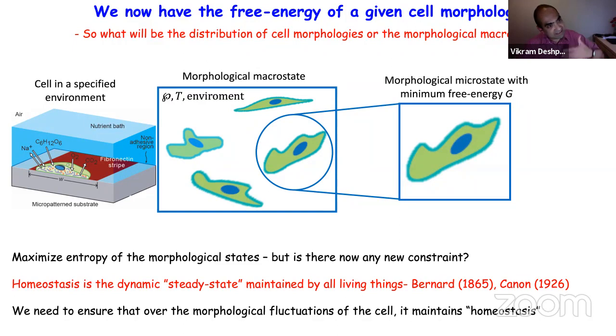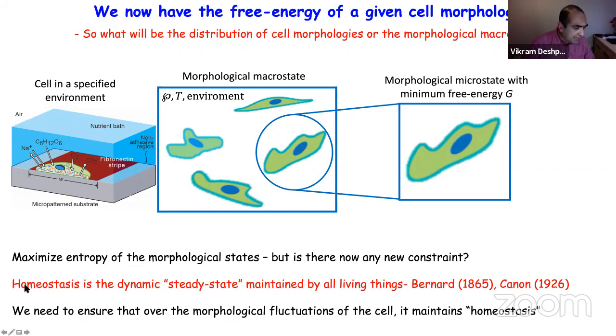And the idea is then we go to the next level of entropy maximization. And we say, now we're going to maximize the entropy of all these different shapes, that is, maximize the entropy of the morphological states, basically. But the question is, are there any other additional constraints? Remember, previously we had just used energy conservation effectively as our constraint, and that's how the Lagrange multiplier we got was the thermodynamic temperature. So is there a new constraint?